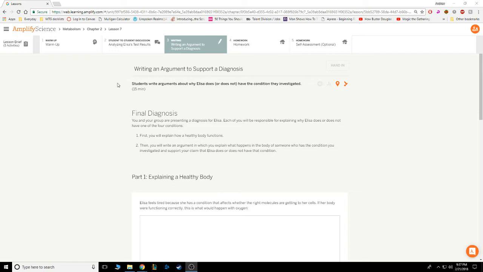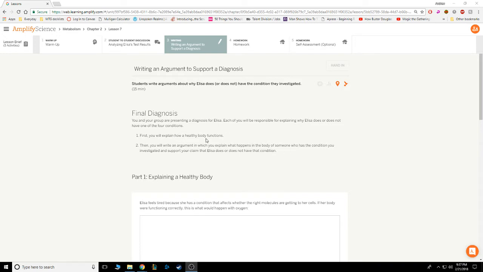So in this case, we need to write an argument about why Lisa does or does not have the condition that you and your partner have investigated. So you and your group, again remember the group is the class in this case. You're not actually in a group, the class will decide the diagnosis together at the end of the lesson. Are going to present a diagnosis for Lisa. Each of you is going to be responsible for explaining why Lisa does or does not have one of the 4 conditions. Those are diabetes, asthma, pancreas injury, and anemia.